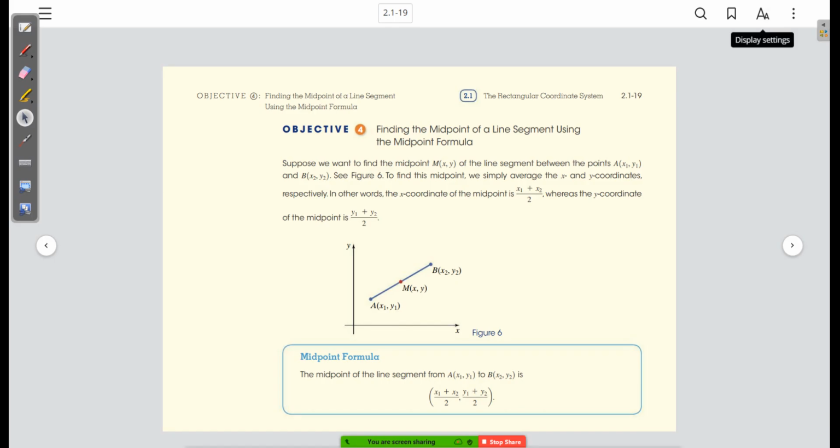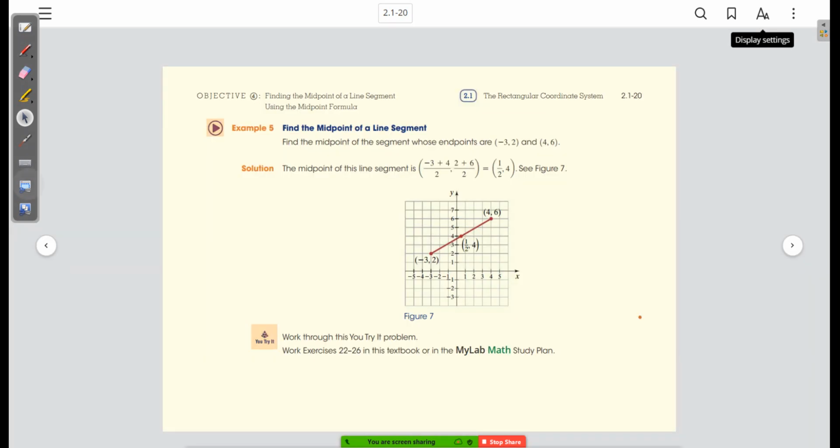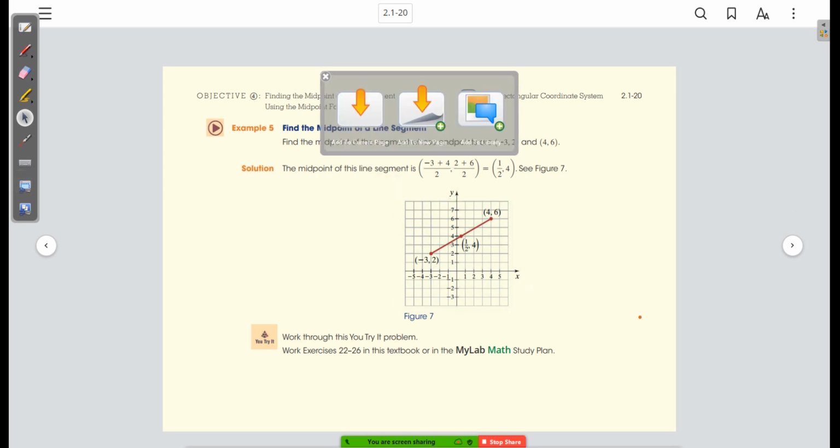So let's do an example. I'm going to go ahead and snip the picture. I feel like that'll help. We'll talk about the picture here in a moment. So this problem reads, find the midpoint of the segment whose endpoints are (-3, 2) and (4, 6).